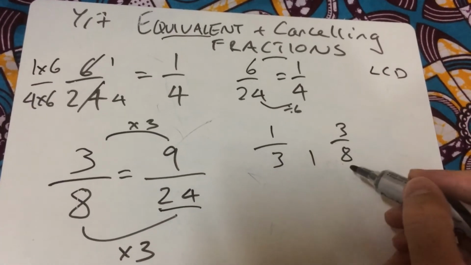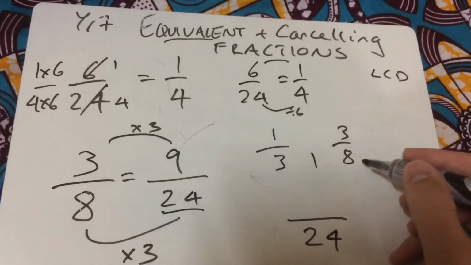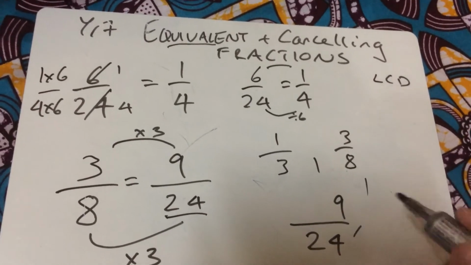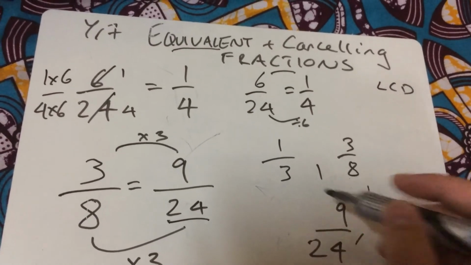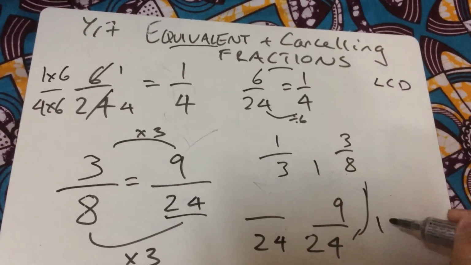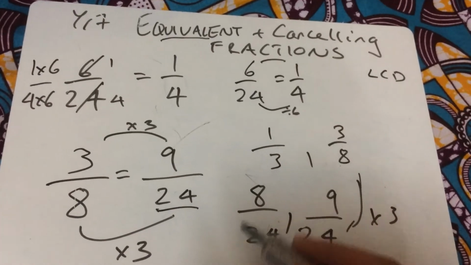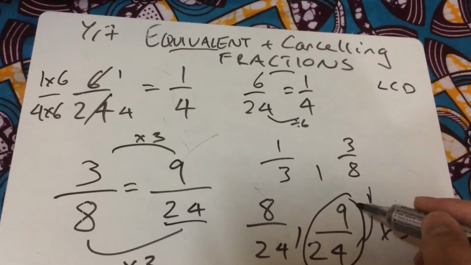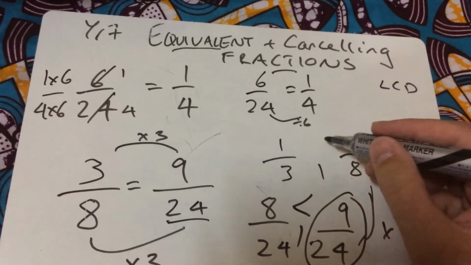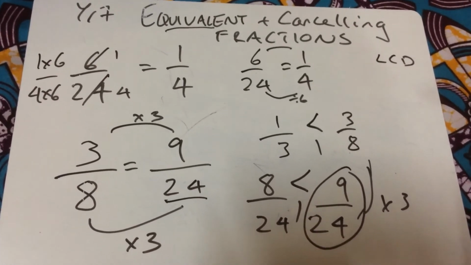But if I wanted to compare a third with 3/8, well, the easiest way to find that lowest common denominator would be to multiply those two. 8, as we saw here, I times it by 3, that'll be 9 over 24. This one I multiply by 8 and I get 8 over 24. So I can see which one is bigger of those two. Well, 9 over 24 is bigger than 8 over 24, so 3/8 will be bigger than 1/3.